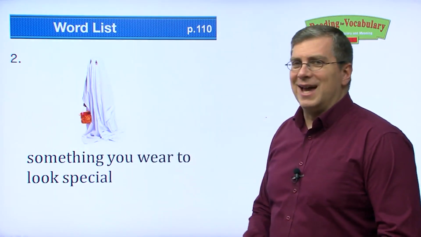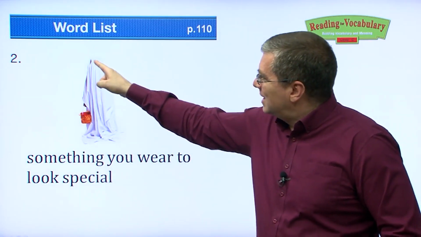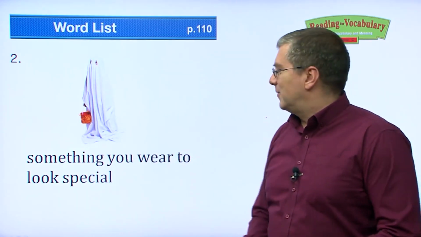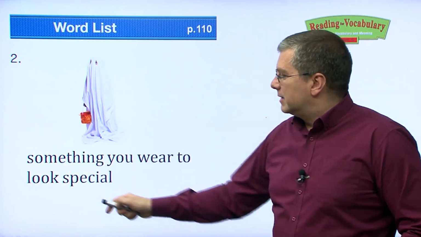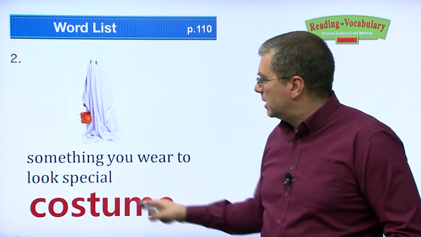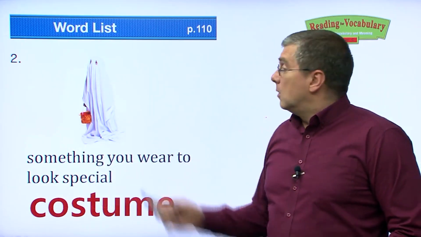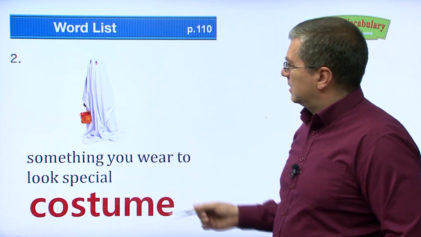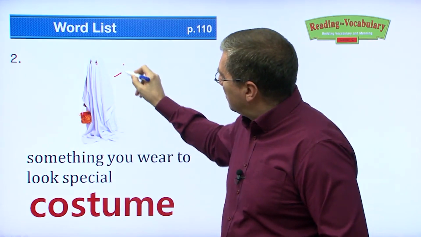Kind of cute. What is that? Can you see the little boy here? You see his hand and you see his eyes there. This is a very simple example of the word. This is a very simple costume. A costume is something you wear to look special. Why would the kid here wear a costume like that? By the way, this is just a bed sheet.